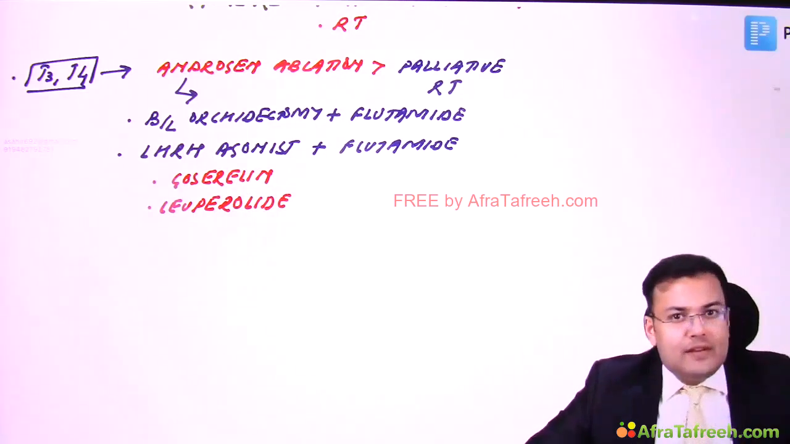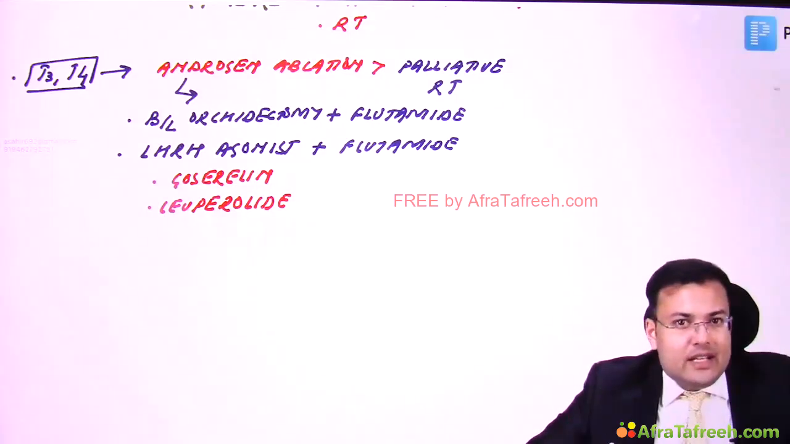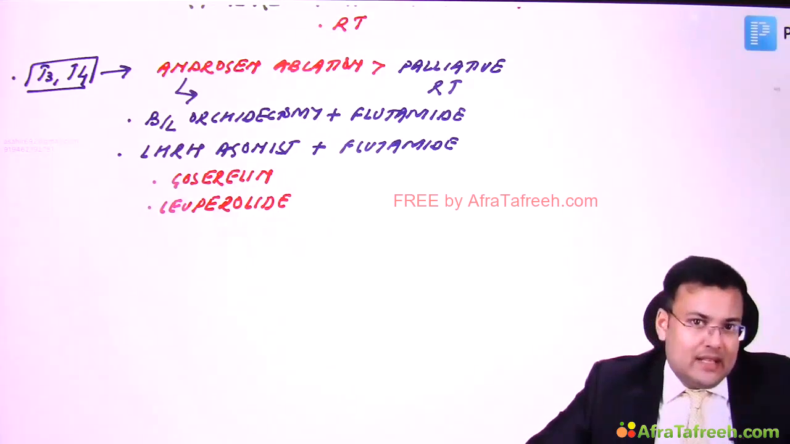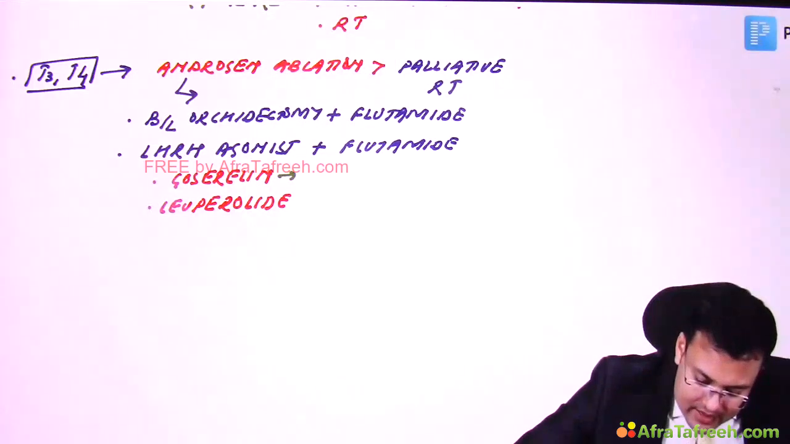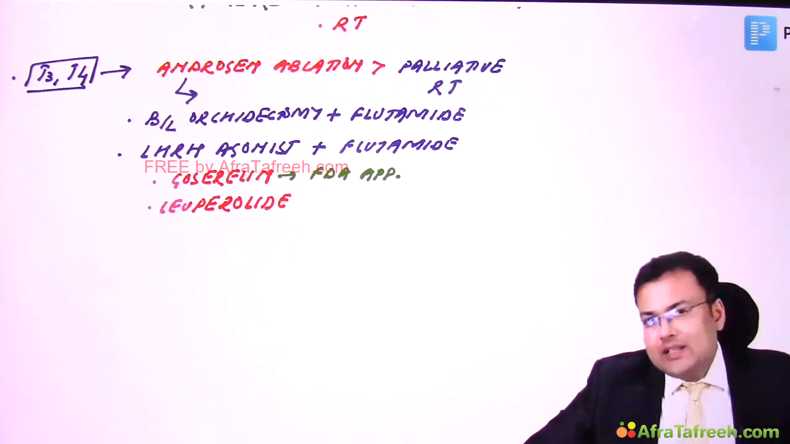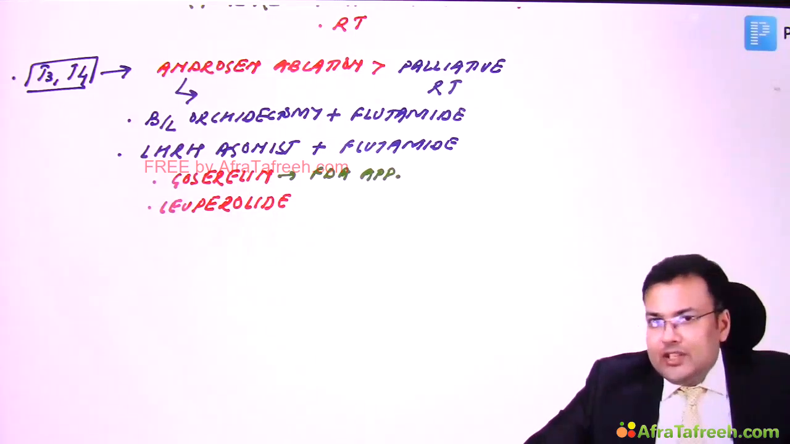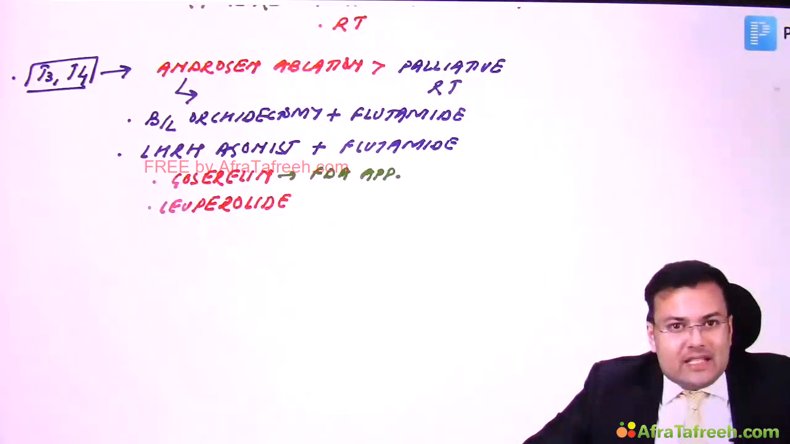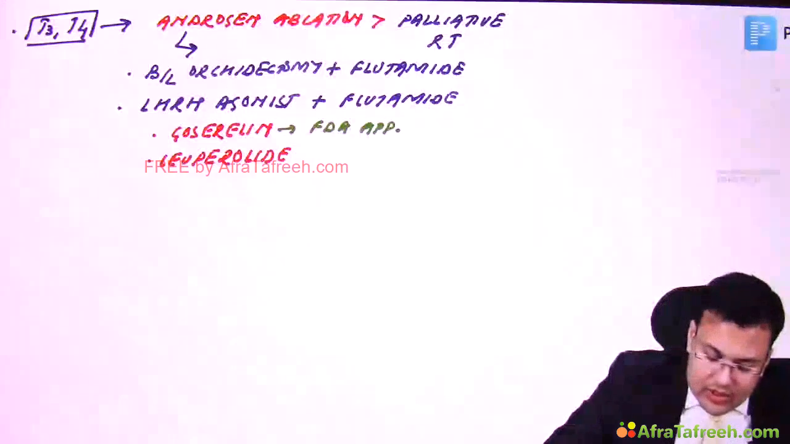It was asked 4 to 5 times in AIIMS, that which of the following drugs is recently FDA approved for advanced and metastatic carcinoma prostate, and that is goserelin. So recently FDA approved for advanced and metastatic carcinoma prostate. If you remember, there was one question in NEET super specialty that there are 2 new drugs approved for castration resistant metastatic carcinoma prostate.